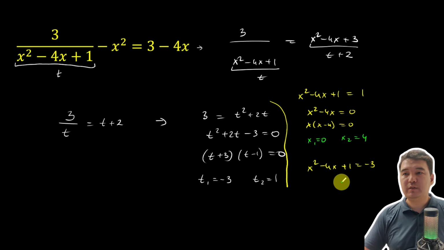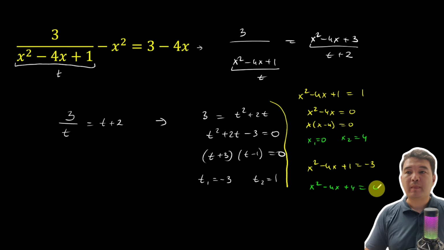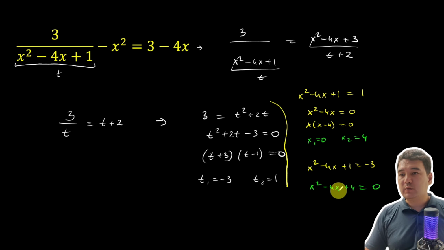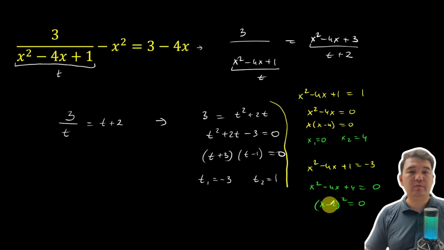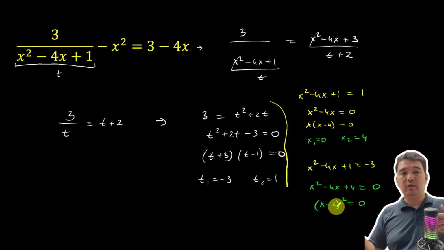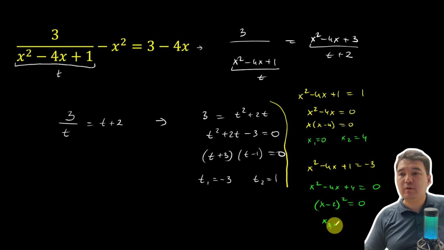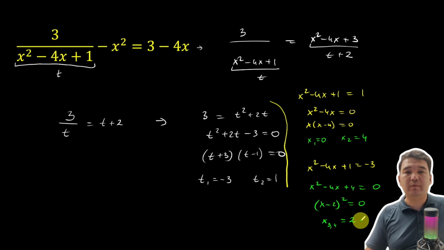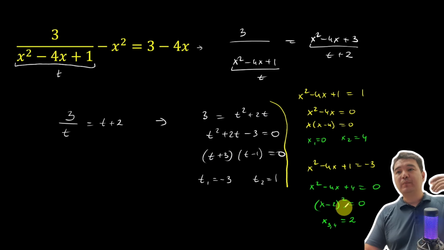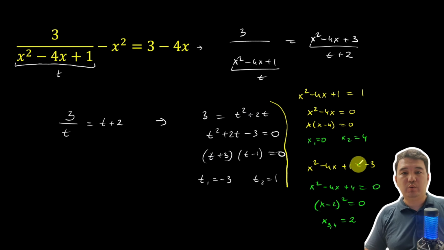Right, now let's solve this one. Add 3 to both sides, so if you add 3 here, that becomes 4, and this is 0. And this is a perfect square, so x minus 2 squared is 0. That gives you, taking the square roots and adding 2 to both sides, a double root actually, so that's x3 and x4 are equal to 2. So we have 4 roots, 0, 0, 4, and 2, 2.